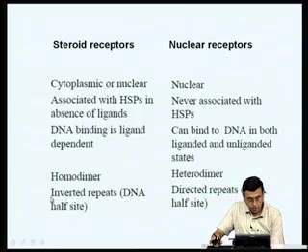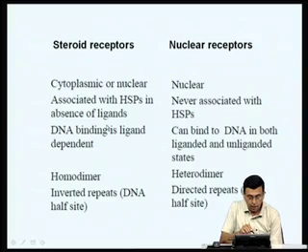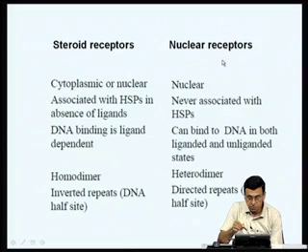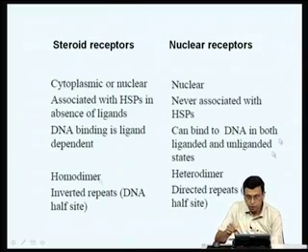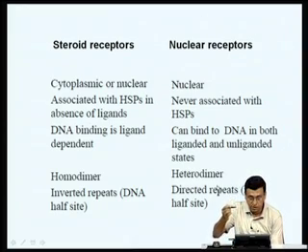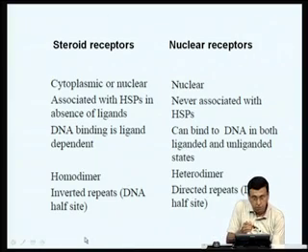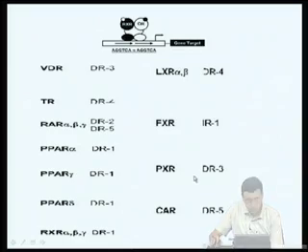I have again summarized. The steroid receptors are primarily cytoplasmic in the absence of ligands, and the DNA binding is ligand dependent, whereas the nuclear receptors are already nuclear. They do not associate with heat shock proteins. They can bind to DNA either in the liganded or unliganded form. Steroid hormone receptors primarily bind to DNA as homodimers. Nuclear receptors primarily bind as heterodimers, with the exception of RXR, which can bind both as homodimer as well as heterodimer. While steroid hormone receptors primarily bind to inverted repeat or palindromic sequences, the other nuclear receptors we discussed today primarily bind to direct repeat sequences.